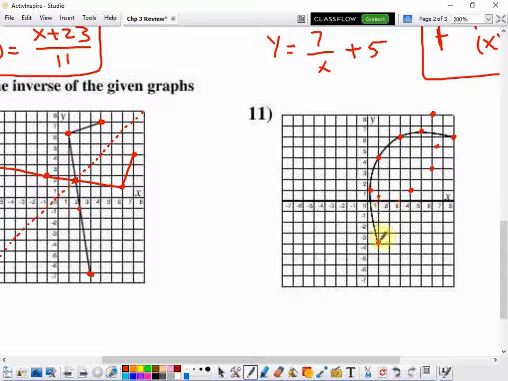And then over 1, down 4, left 4, and up 1. So we're going to try to make that curve as close as possible to what it should be. And then if I dot in y equals x, that looks pretty close.